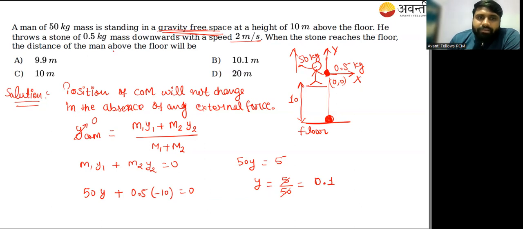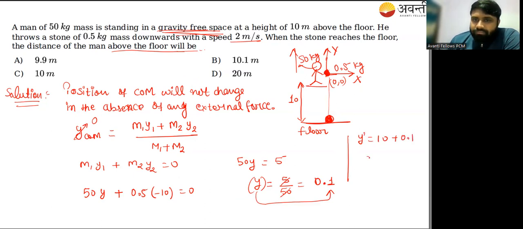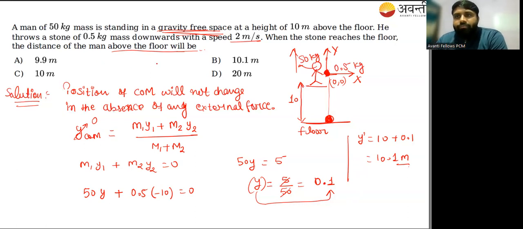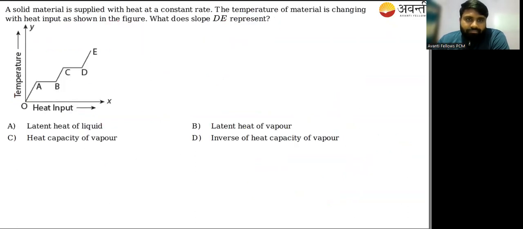So the man will travel above the floor. Initially it is at 10 and finally it has shifted. Y is the position of man, so this will be 10 plus y dash 0.1. So 10.1 is the actual position of man. So as the stone goes 10 meter down, the man will go 0.1 meter up to maintain the equilibrium of the center of mass. Option B is the correct one.